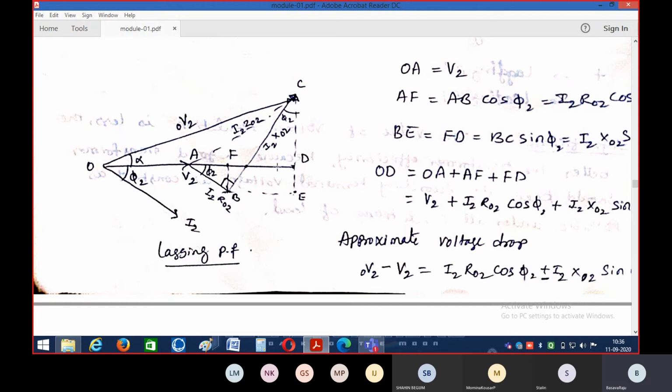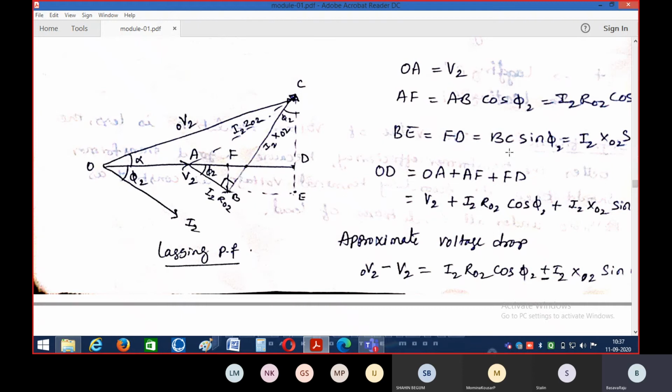Here, as shown, whatever F to D is, the same length BE is going to have. So this BE is equal to what? BC into sin phi 2. So similarly the value of FD also is going to be equal to BC sin phi 2 only. So by this way we can calculate: I2 X02 sin phi 2.